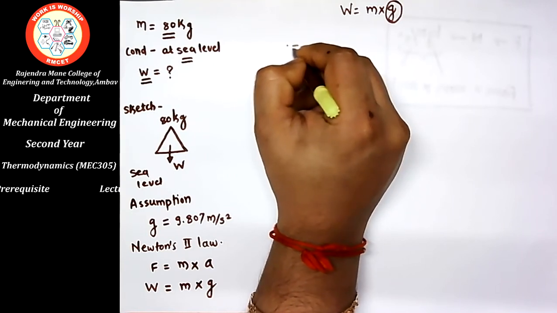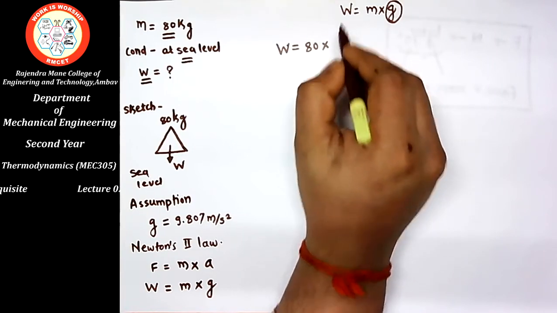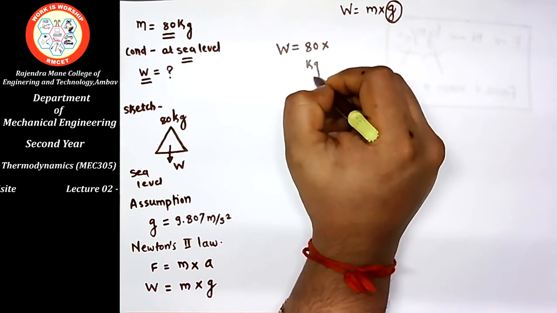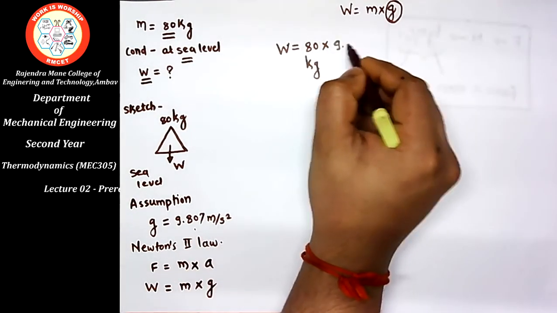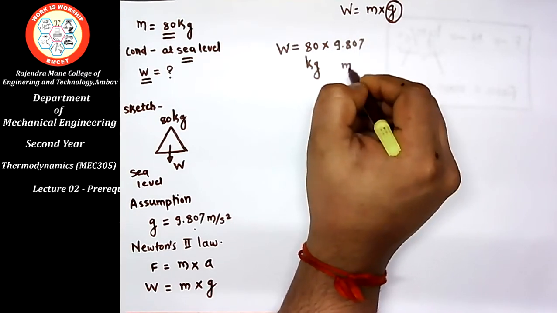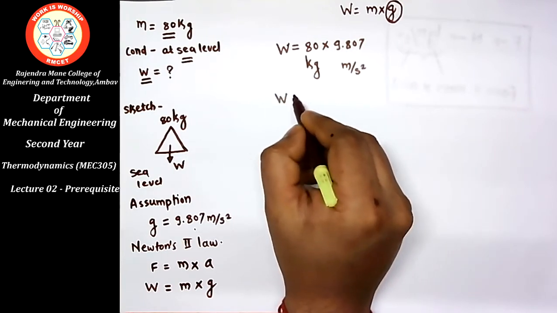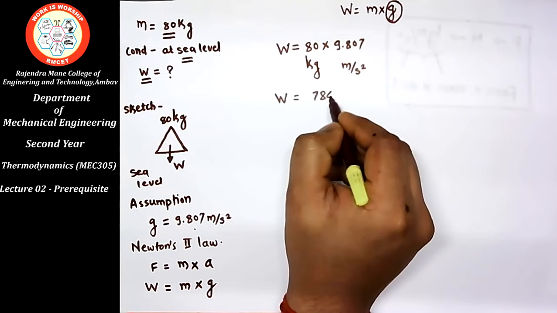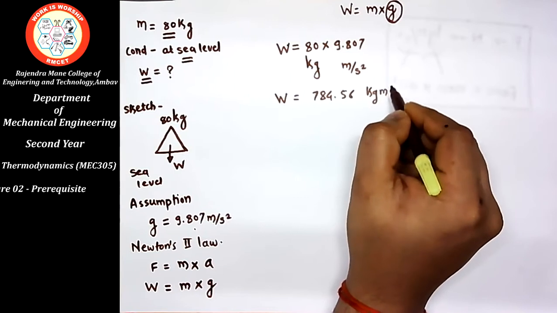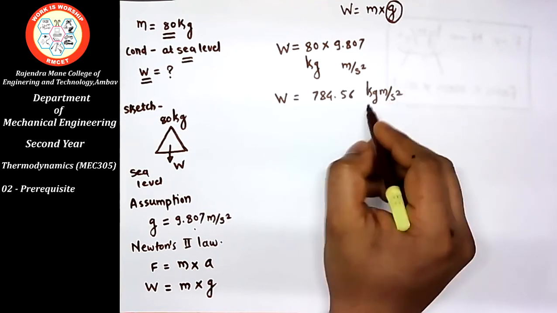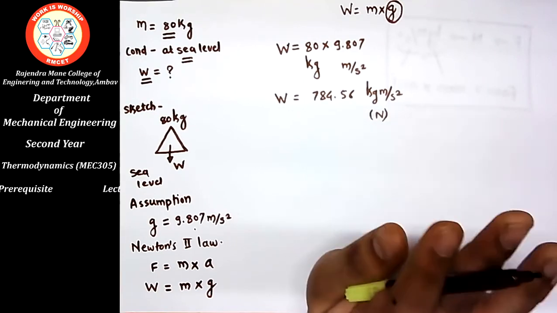So it will give us W is equal to mass, 80 kg, into gravitational acceleration, which we have assumed as 9.807 meter per second square. Combined, I get W is equal to 784.56 kg meter per second square. What is this kg meter per second square? That is nothing but Newton. That is my final outcome.